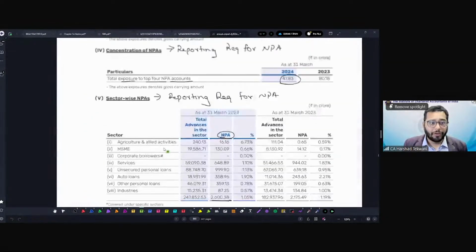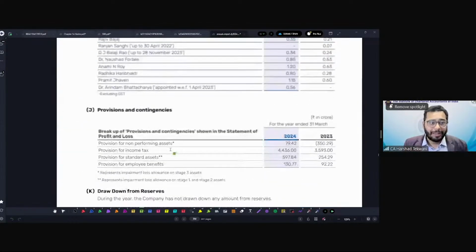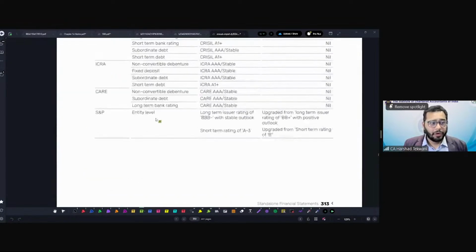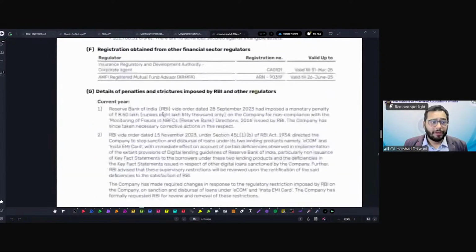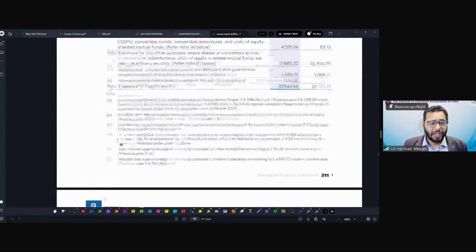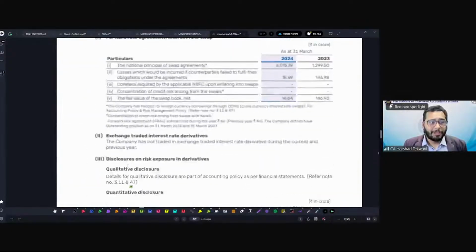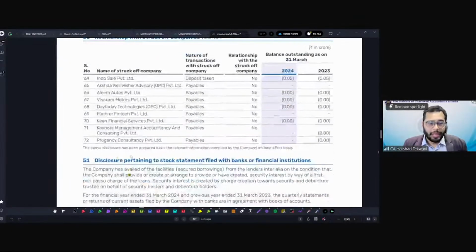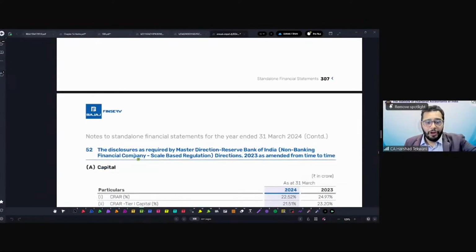Again, this is also part of the same master direction regulations. I'll just show you the master directions reporting. See, note 52 is basically on the master direction reportings. Whatever reportings are required to be done under the master direction, everything is coming under note 52. And see how big that reporting part is. There are various other disclosures, but from note 52 here, the disclosures are based on the SBR, scale-based regulations.